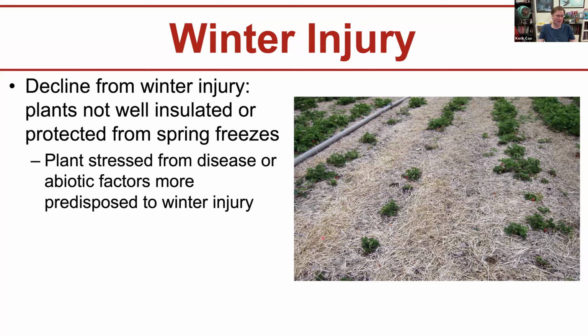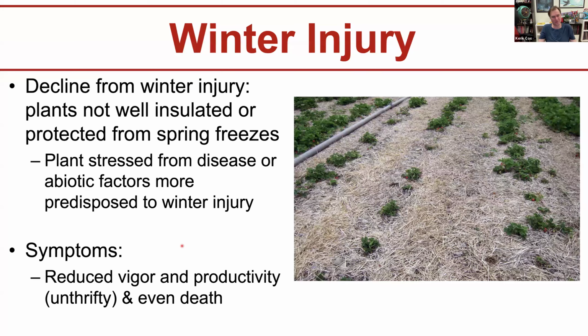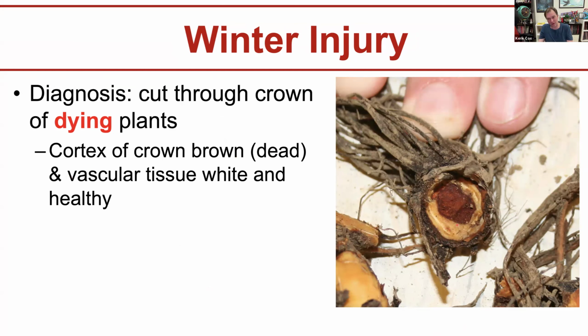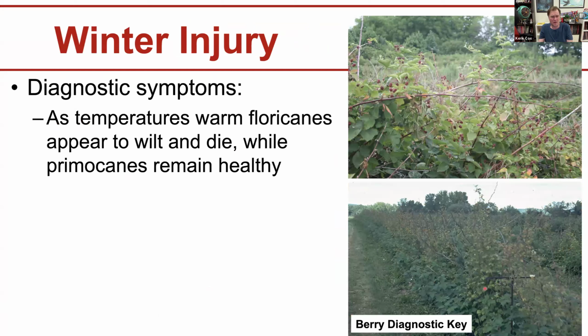The other thing that can happen as well is if you have a lot of disease, like even leaf spot, and you go into winter, you don't have to have a hard freeze to kill it. Any disease from the previous year can predispose your plants to winter injury, even if you're doing everything right. They'll just have reduced vigor, look unthrifty, even dead. Again, this is the example we've already seen. Cortex brown in the middle, white vascular tissue looking really healthy.